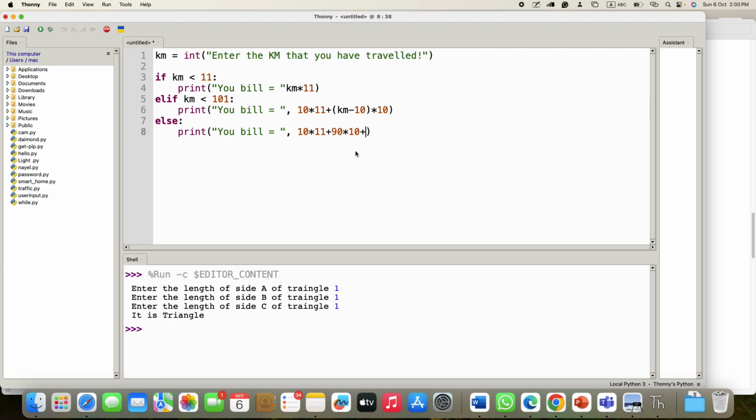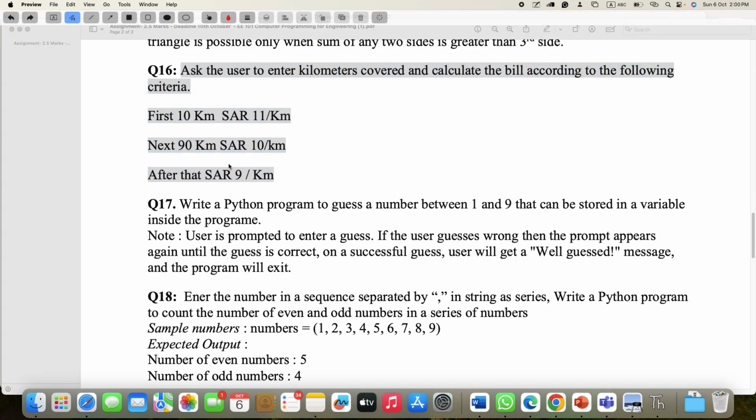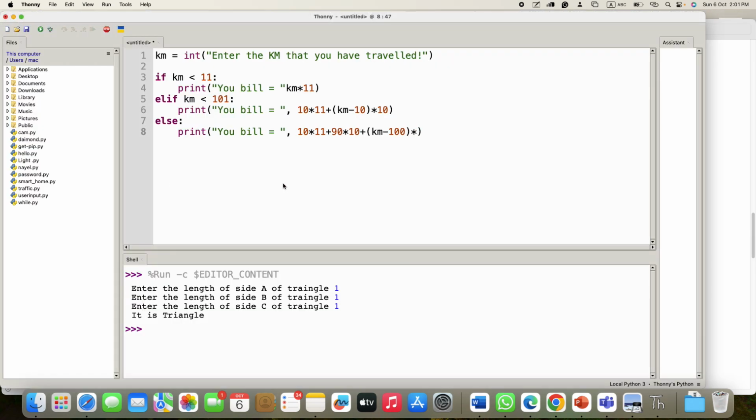now we don't know how much beyond 100 there is, right? So all we gotta do is, the remaining we say km minus 100, because you have charged 90 plus 10 already, so you're going to minus that. Whatever is remaining, you multiply by 9. That's the third one, isn't it? Look at this one here, 9. So that's what we're going to do. We're going to multiply by 9.